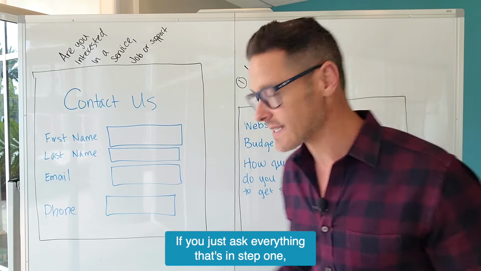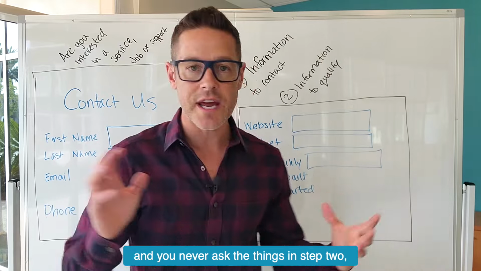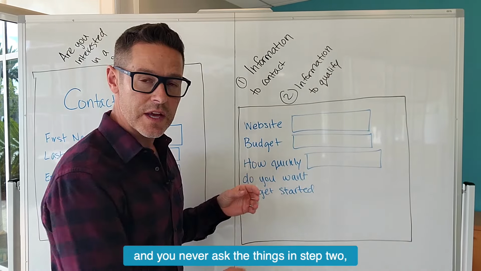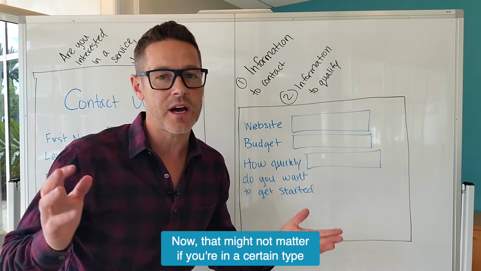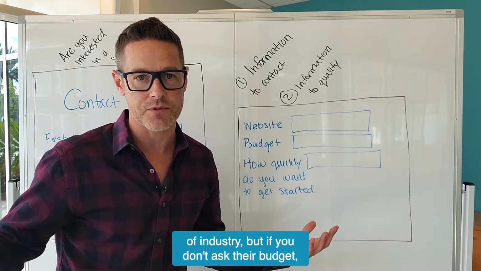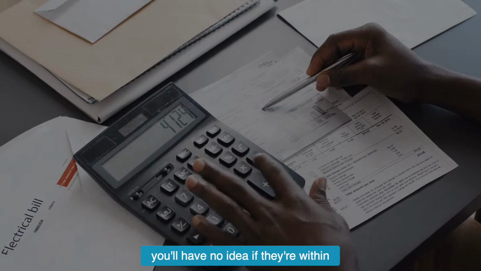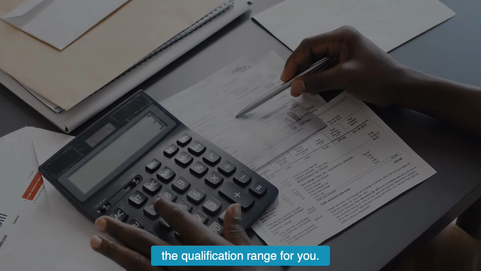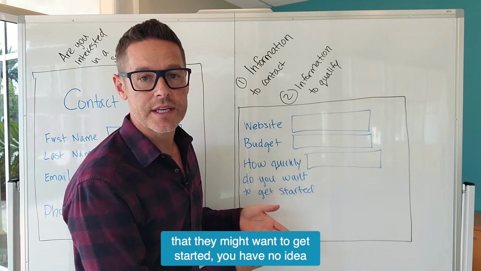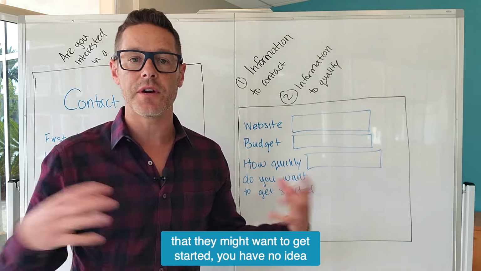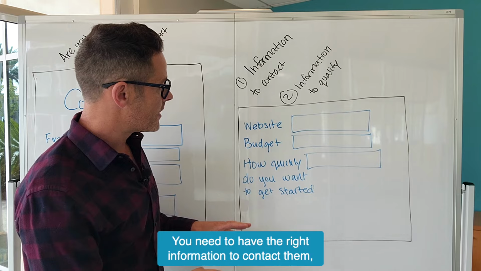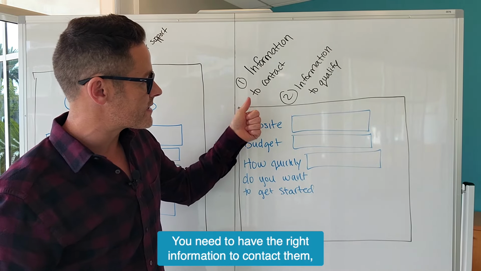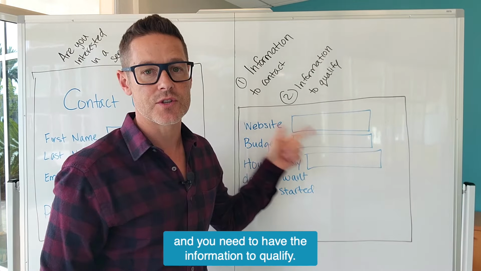If you just ask everything that's in step 1 and you never ask the things in step 2, you might not have any idea what company this person is associated with. Now, that might not matter if you're in a certain type of industry, but if you don't ask their budget, you'll have no idea if they're within the qualification range for you. And if you don't ask them how quickly they might want to get started, you have no idea where they are in the buying process. Now, these are just the most basic though. You need to have the right information to contact them, and you need to have the information to qualify.